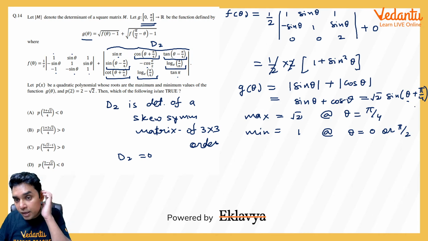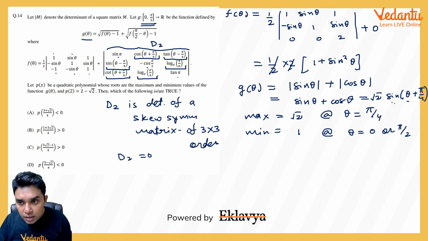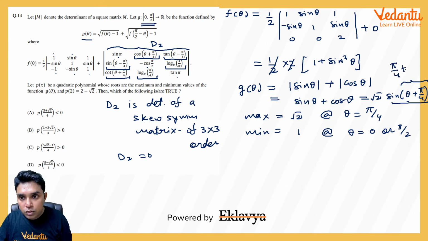Minimum value will happen when we take the least possible value of this sine of theta plus pi by 4. This theta plus pi by 4 will take a value from pi by 4 to 3 pi by 4. You can check, and in this interval the minimum value of sine happens at pi by 4 or 3 pi by 4. Both give you the same, so the minimum value will be 1. So we have got the maximum and minimum value.